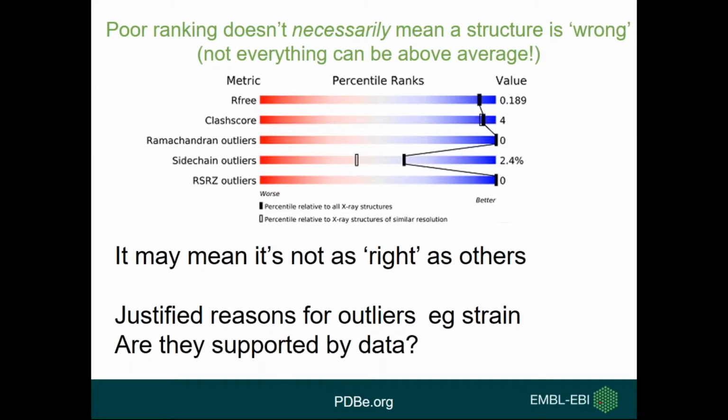It's important, though, to realize that poor ranking doesn't have to mean that the structure is wrong. The nature of maths is not everything can be above average. It may just mean it's not as right as others, and there are justified reasons for residues being outliers. So there are very good reasons why things can be odd. The important question to ask is, are those outliers, those oddities, supported by data?